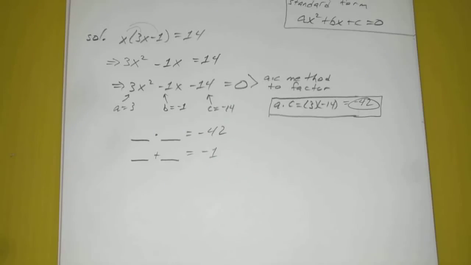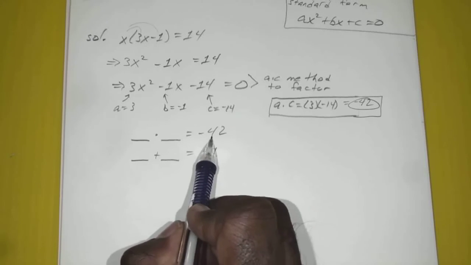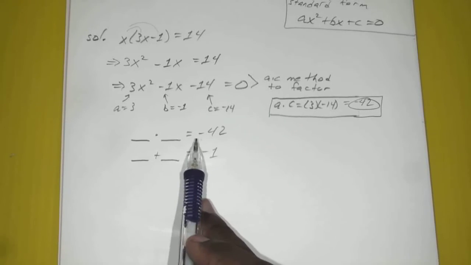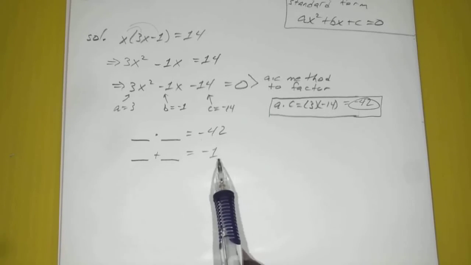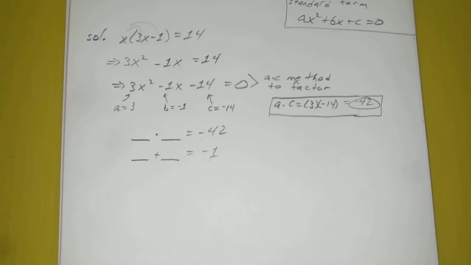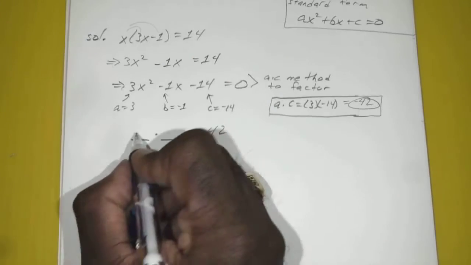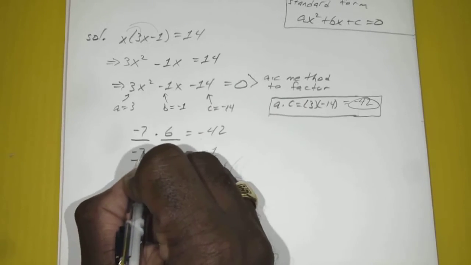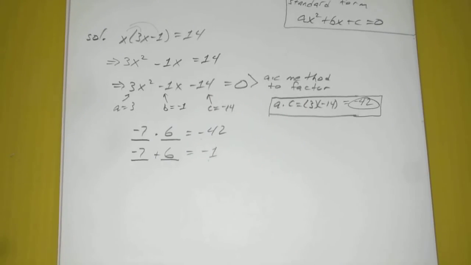Okay, so for 42, you have 42 and 1. You have 21 times 2. You have 7 times 6, which looks like that one should work. So 7 times 6 is 42. This is negative, so you know one of them has to be negative, one has to be positive. By this being negative, you know the largest number is going to be negative. So you have negative 7 times 6 and negative 7 plus 6. Okay, so we see that works for both.